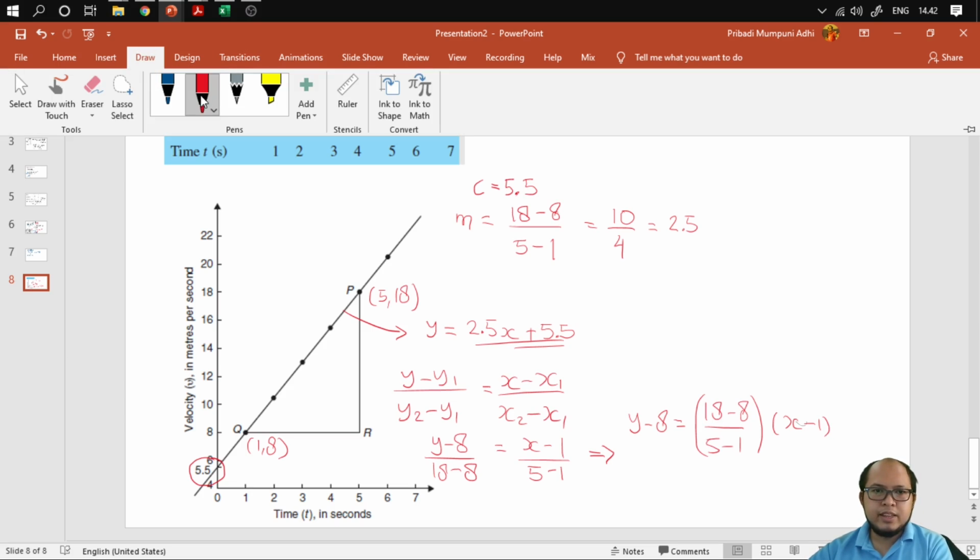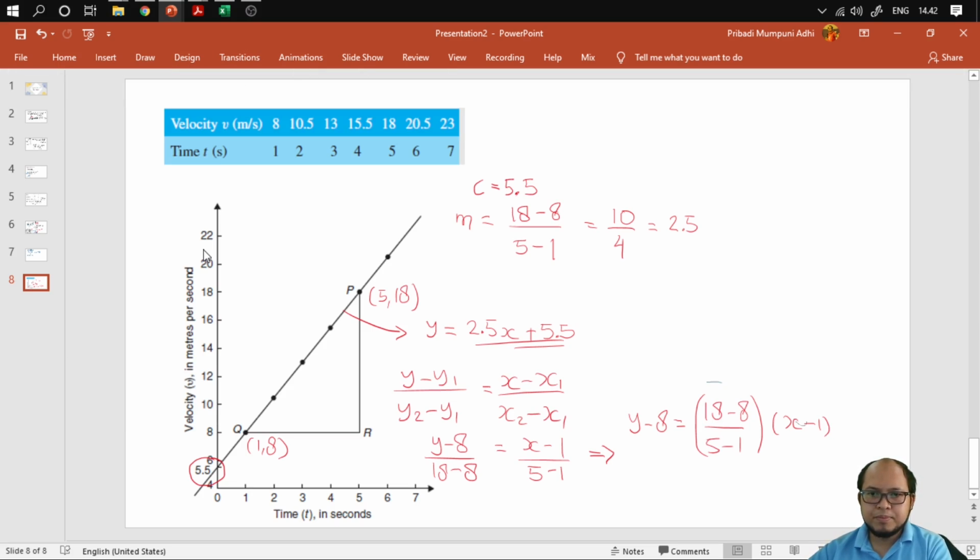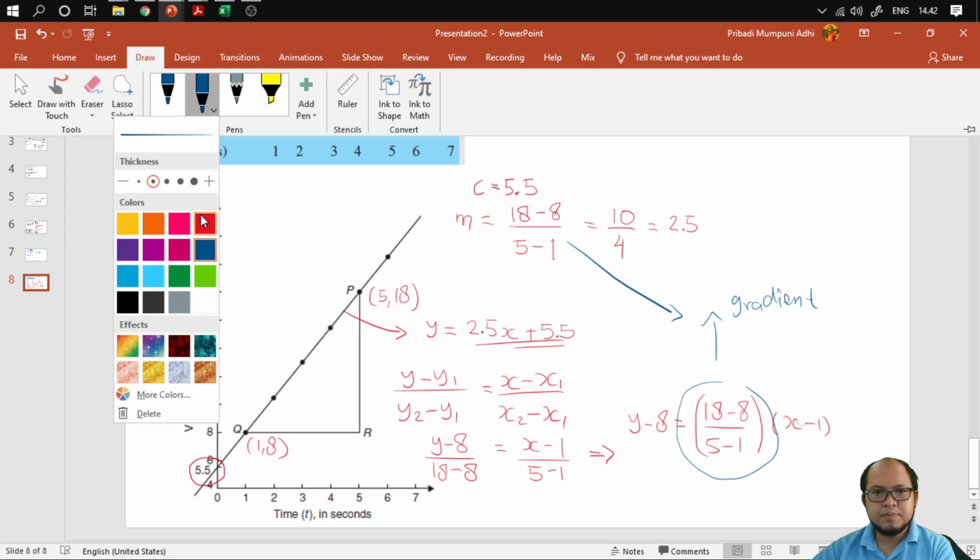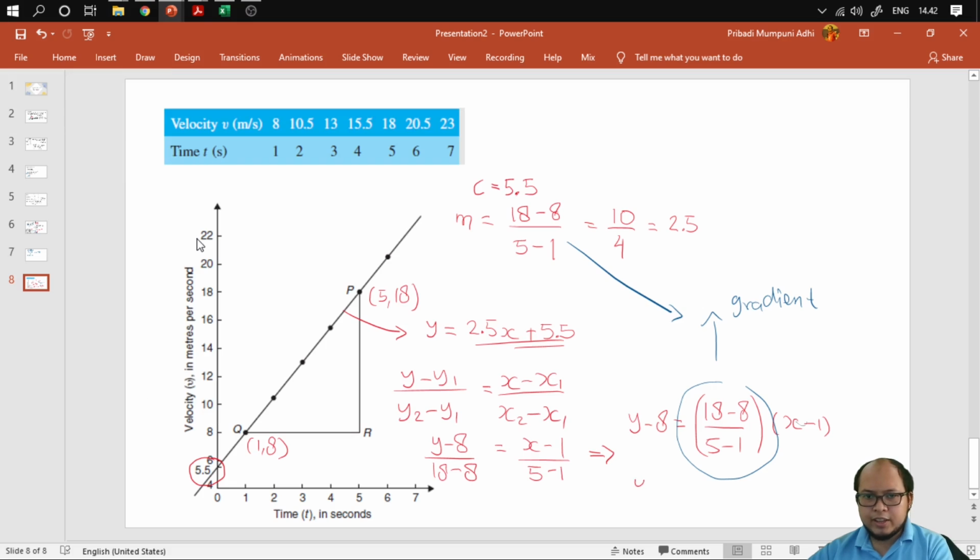Remember again, see this form. This form is the same as the gradient. Then, if you do it correctly, we will have the same result. So y will be equal to 2.5x plus 5.5. So exactly the same.